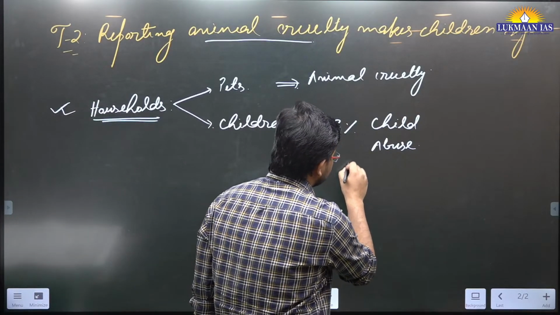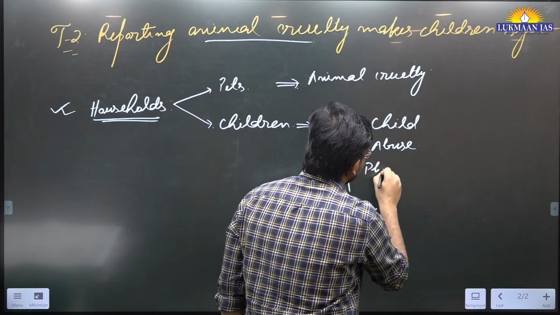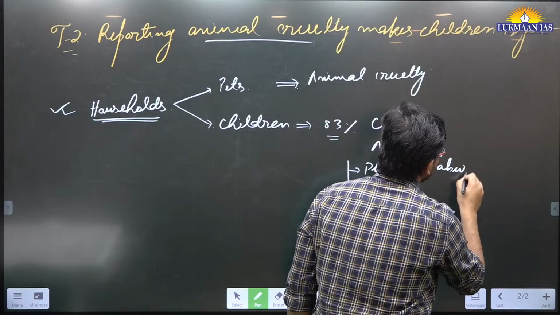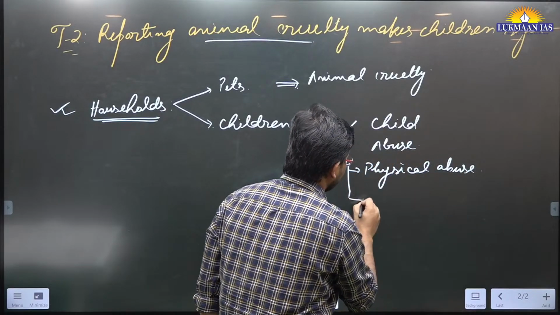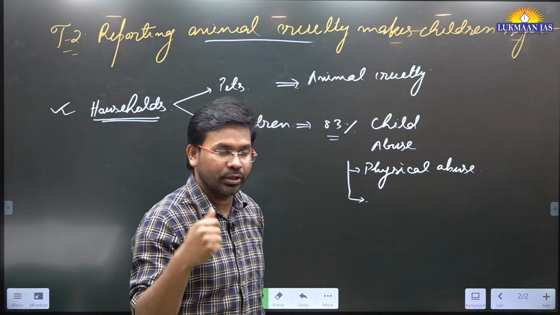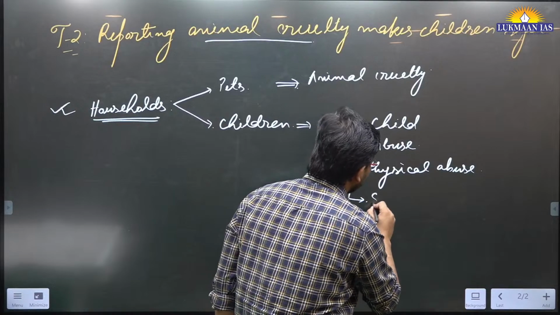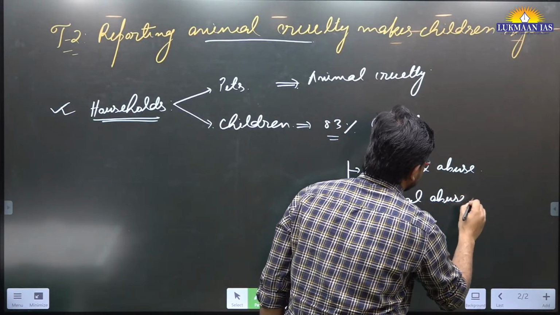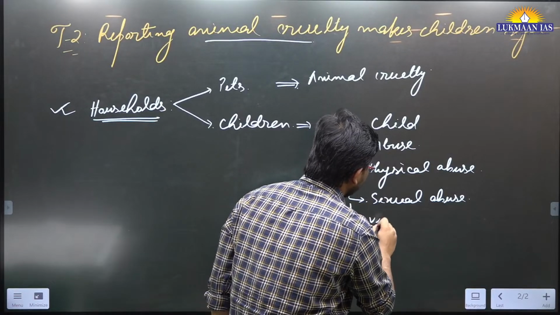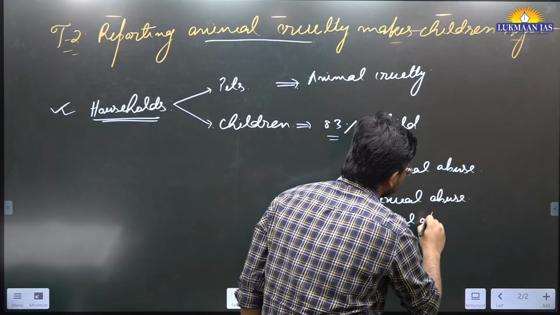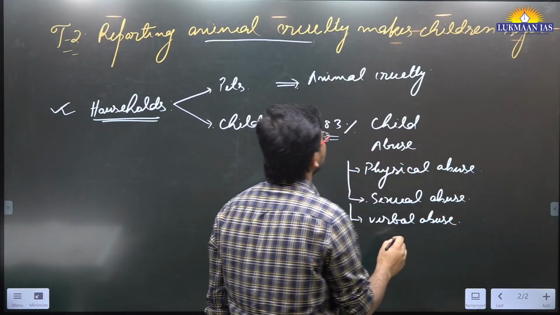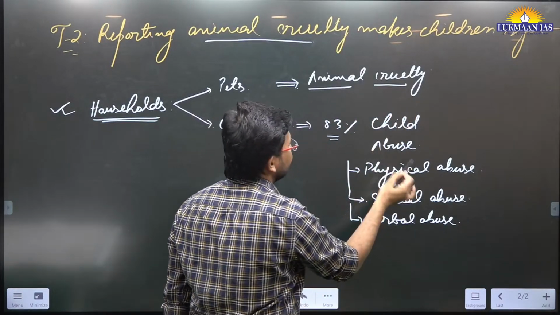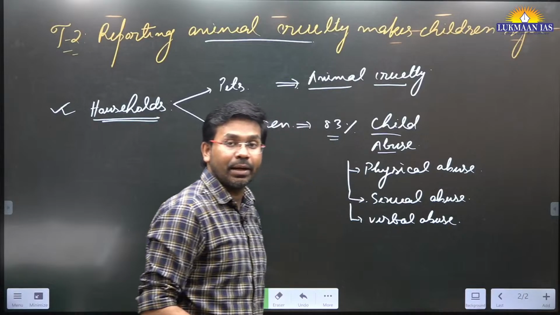What are those ways? One way is physical abuse, which means children might be physically tortured. There is sexual abuse also that happens, and there is verbal abuse. There are different forms of abuse that happen to children in households. So in any household where there is animal cruelty, there is a likelihood that there will be child abuse also.